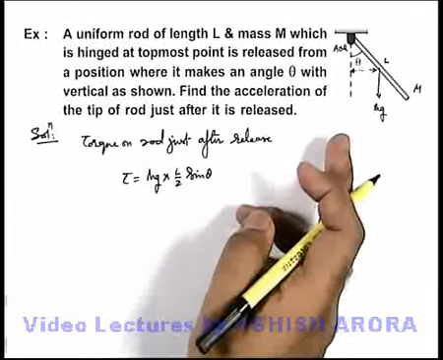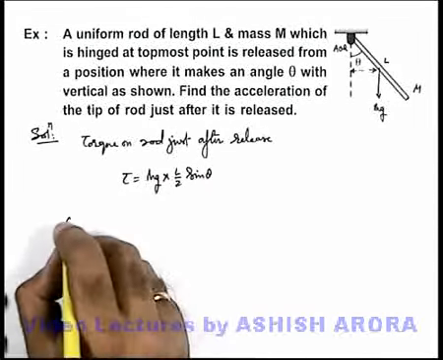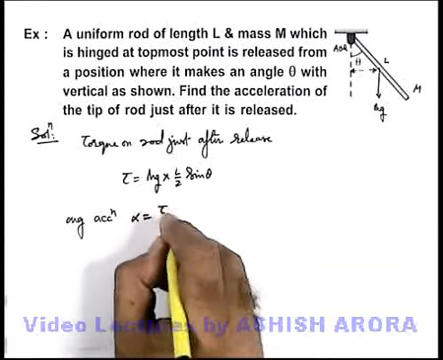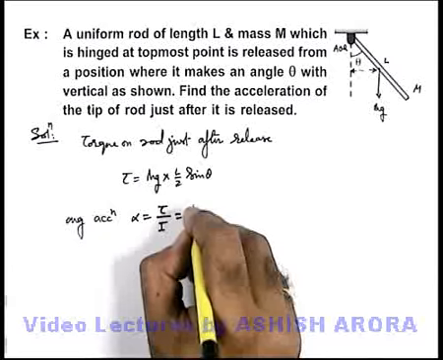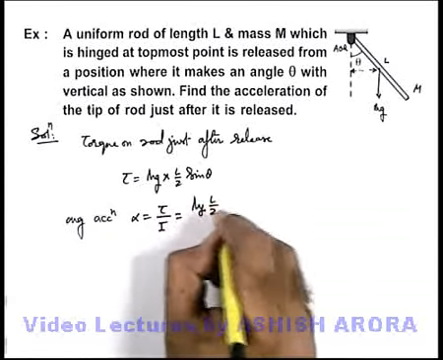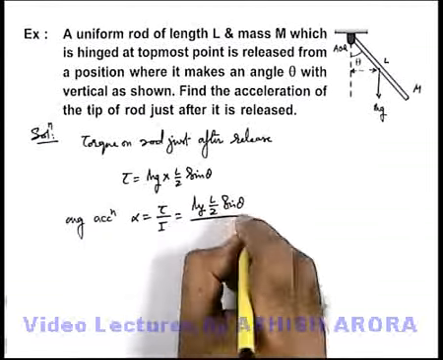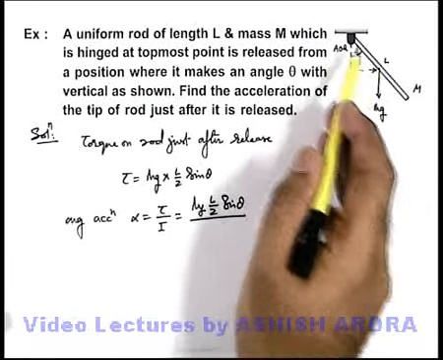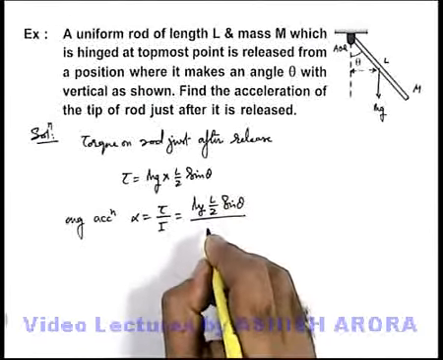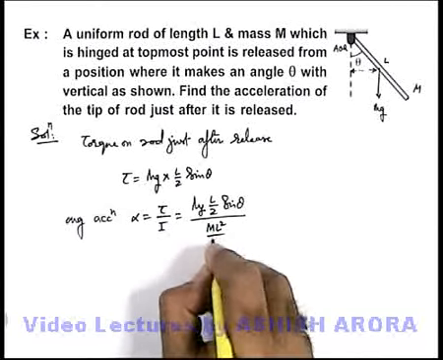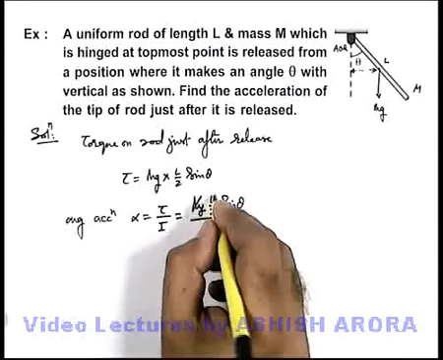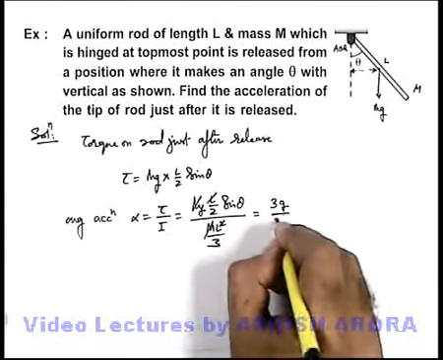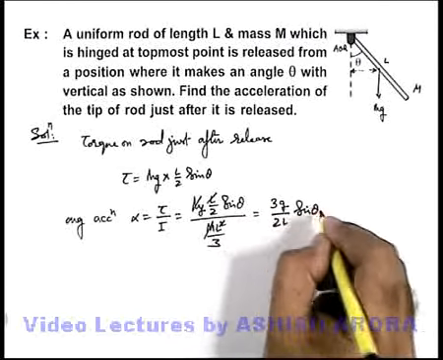So this is the torque acting on it. And if we talk about angular acceleration of the body, angular acceleration can be given as torque upon moment of inertia. So it is mg L by 2 sine theta divided by the moment of inertia of the rod about the axis of rotation passing through its end, which can be written as ml square by 3. So here m and l get cancelled out. The result we get is 3g by 2l sine theta.